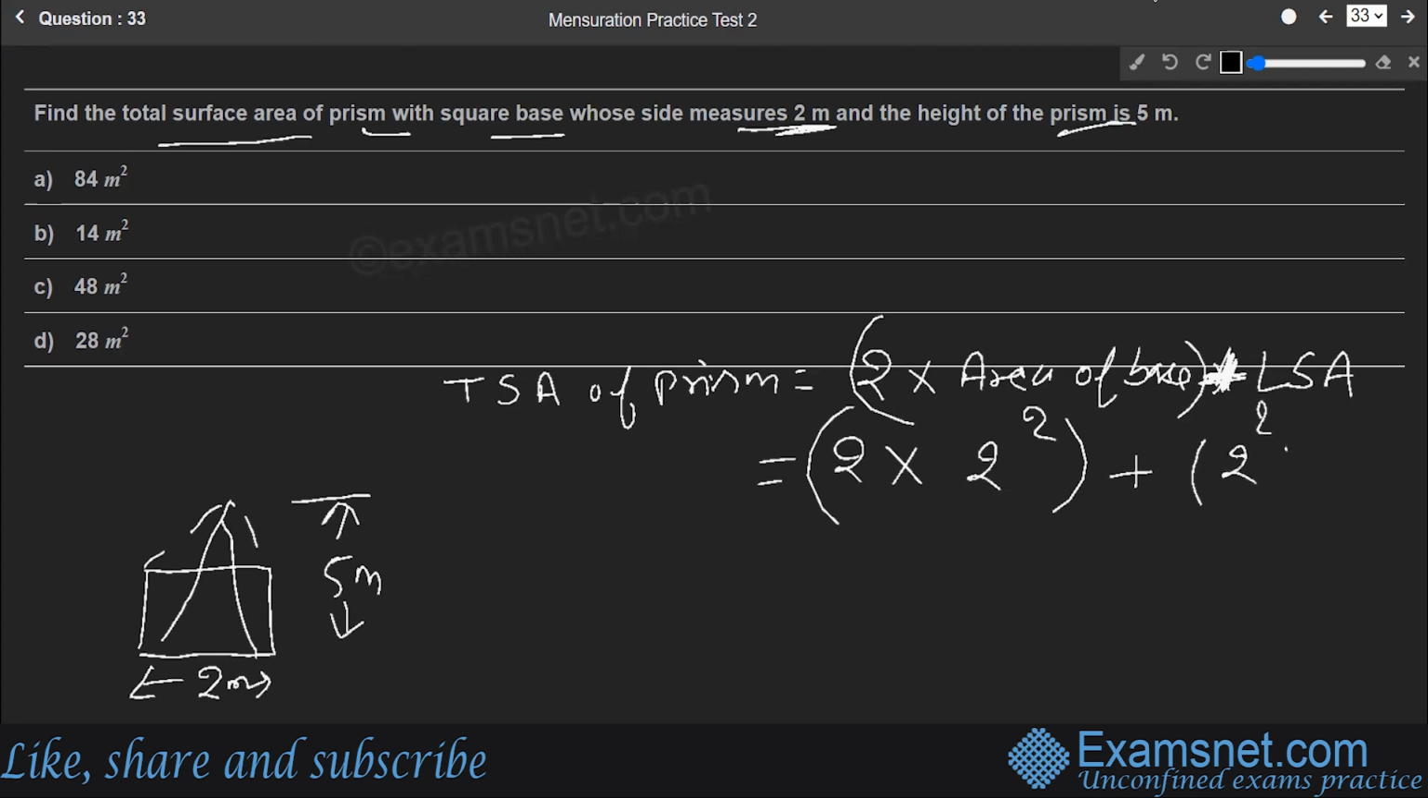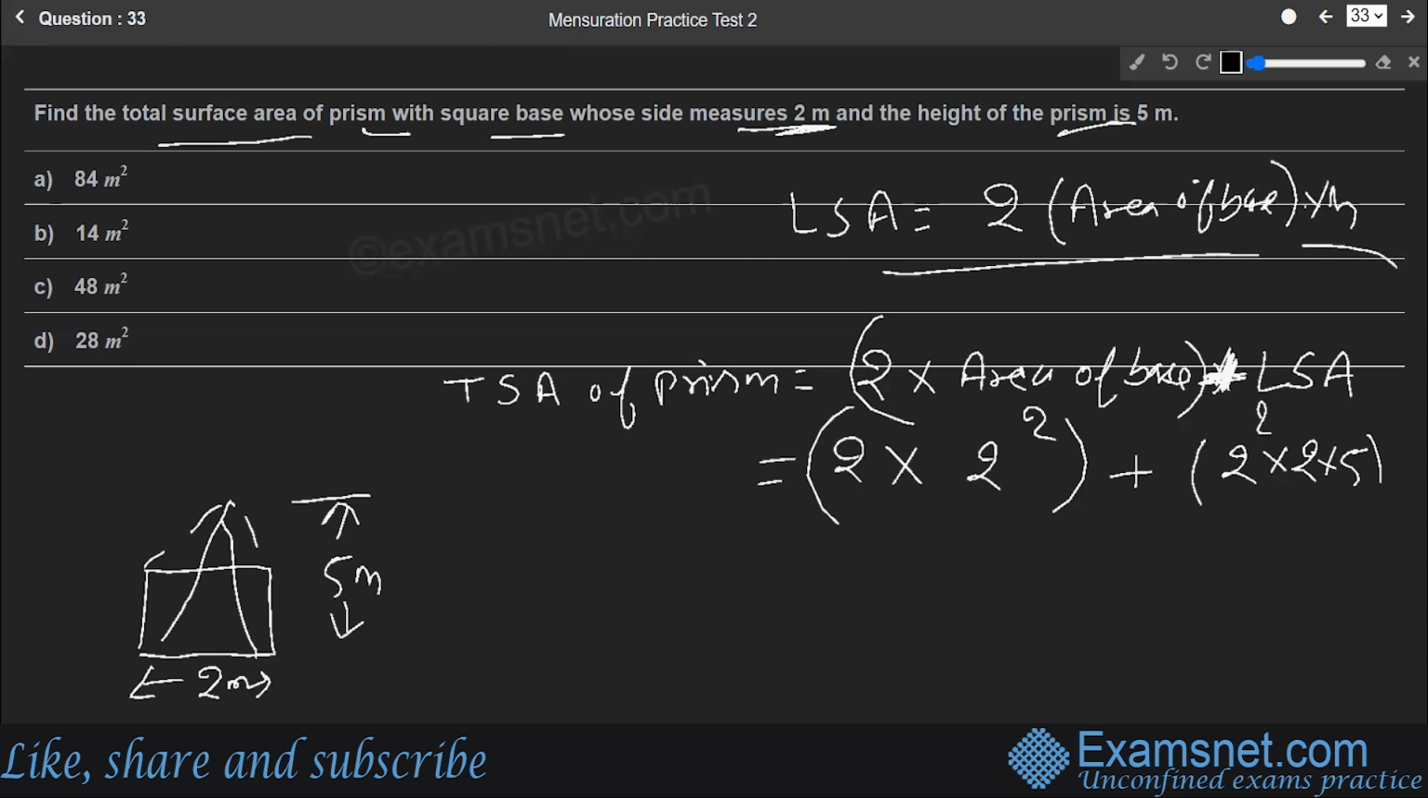The lateral surface area is given by twice the area of the base multiplied by height. So this is what has been used here: 2 square into 2 into 5, where 5 is the height. The area of the base is 2 square, then twice, and then the height. So let us solve this. By solving we can get 8 plus 40, which is nothing but 48 meters square. So that is the ultimate total surface area being asked, 48 meters square. It is available in option number C, so that becomes the right answer there.